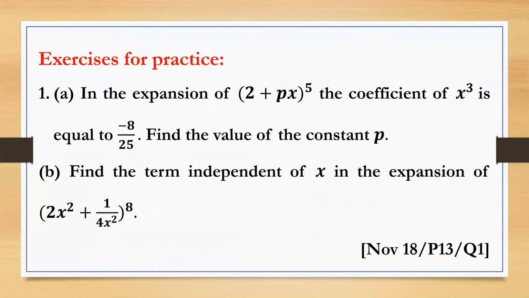So students, you now have some exercises to practice, similar to the examples which we have just seen together. So question 1, part A, in the expansion of (2 plus px) to the power of 5, the coefficient of x cubed is equal to negative 8 over 25. And you need to find the value of p. Part B, you need to find the term independent of x in the expansion of (2x squared plus 1 over 4x squared) to the power of 8.